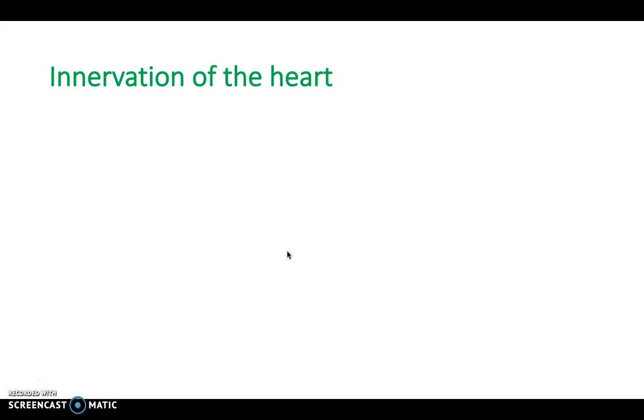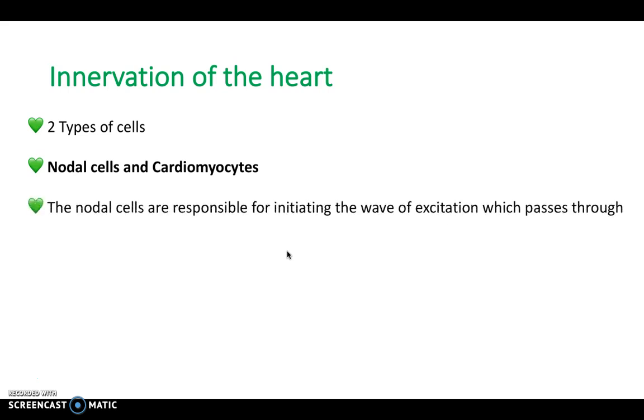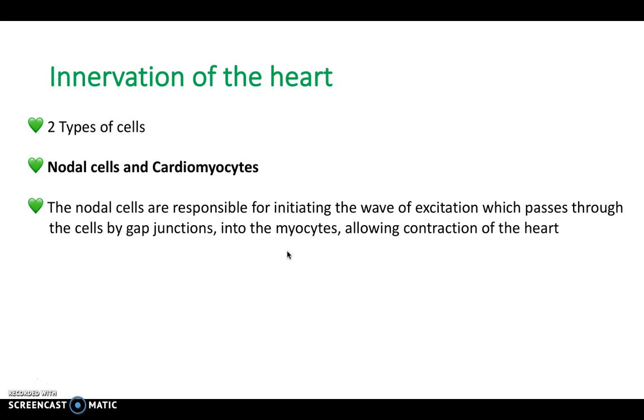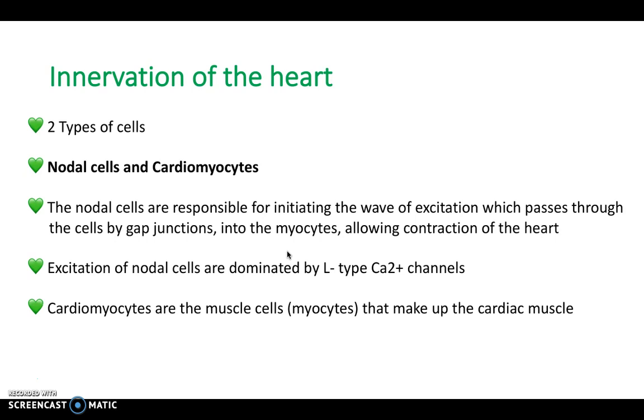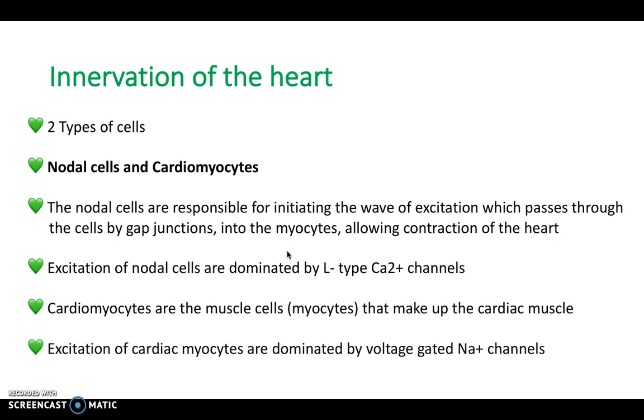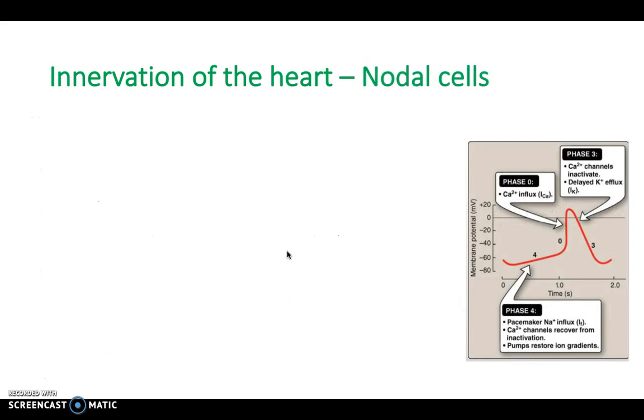This is dominated by two types of cells. The first type is a nodal cell, and the second type is a cardiomyocyte. So nodal cells are responsible for initiating the wave of excitation which passes through the cells by gap junctions into the myocytes, which allows the contraction of the heart. And this is dominated by L-type calcium channels. On the other hand, you have cardiomyocytes, which are muscle cells or myocytes that make up the cardiac muscle itself, and this is dominated by sodium channels, so voltage-gated sodium channels. So let's have a look at each one in a little bit more detail.